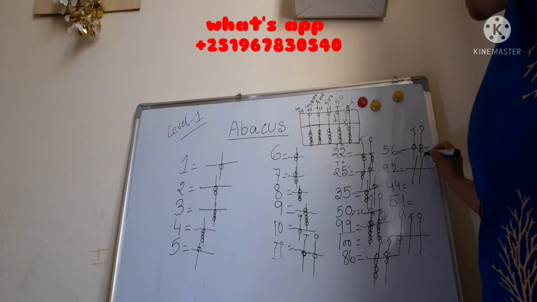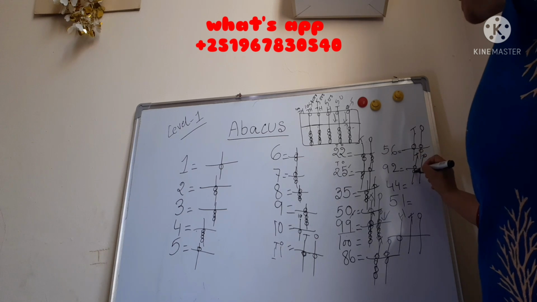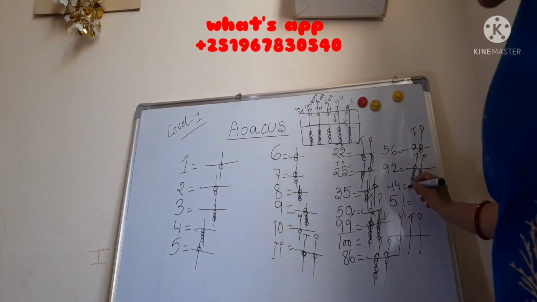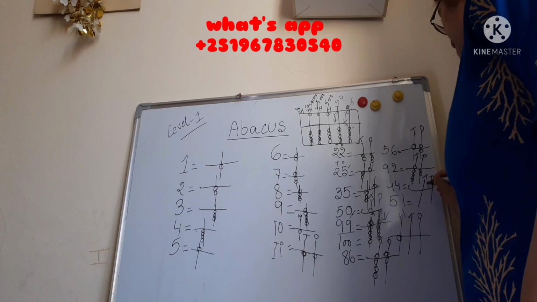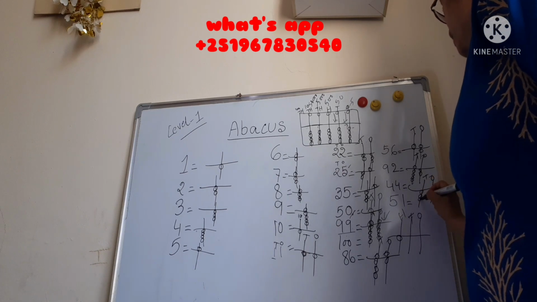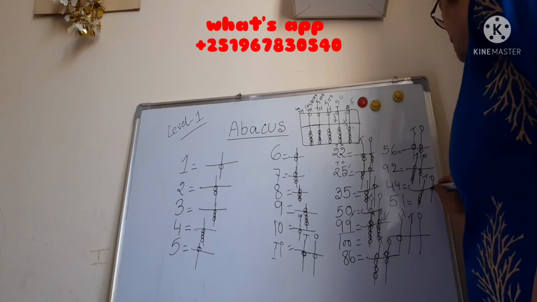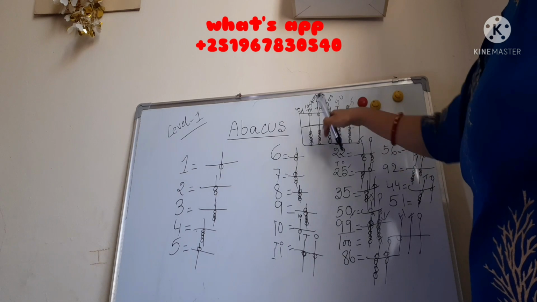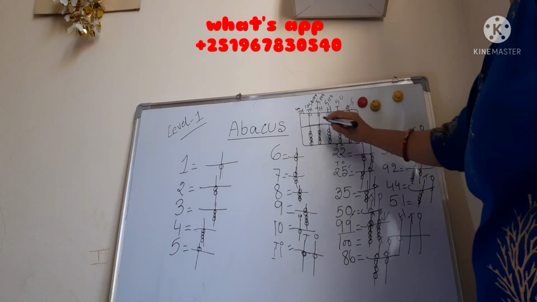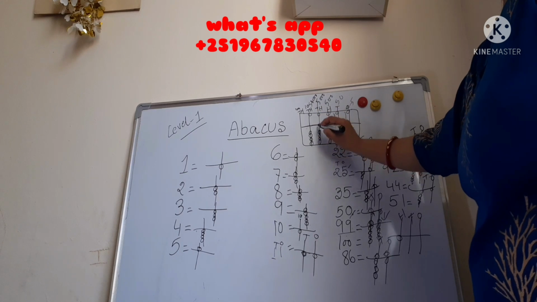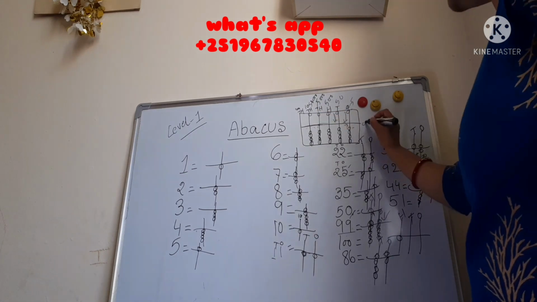92 means 50, 60, 70, 80, 90, and 2 means from the down I will bring up 2 beads. 44: 40, ones place, tens place. 40 means tens place 1, 2, 3, 4. This is 40, and 4 means up, the downward area from the middle. If it is like this, this means 0. That means no beads coming from upside to down and from down to up. That means this is the position of 0.